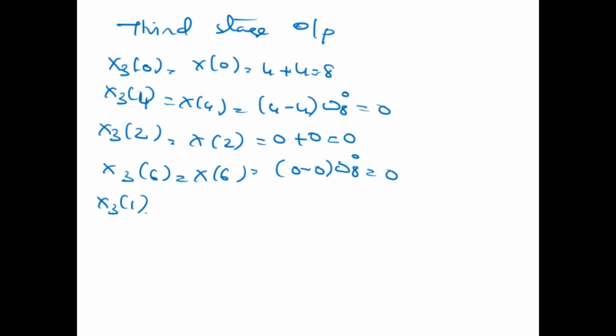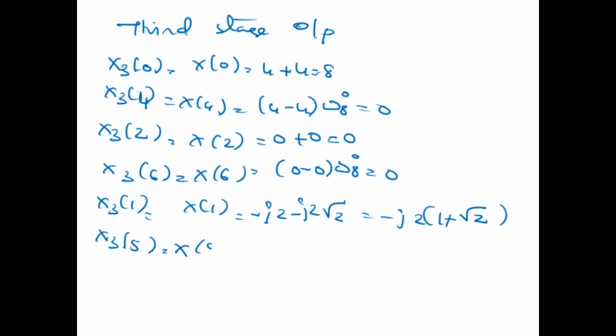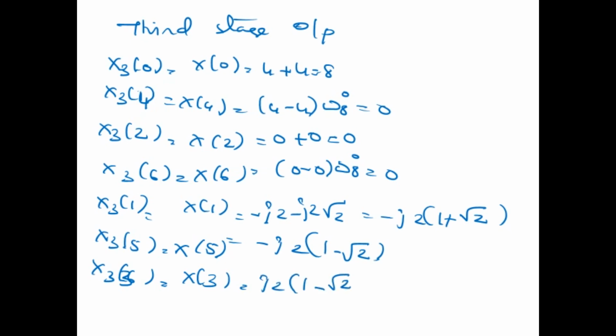x3 of 1 is equal to x of 1 equal to minus j2 into root 2 equal to minus j2 into 1 plus root 2. x3 of 5 is equal to x of 5. We'll get minus j2 into 1 minus root 2. x3 of 3 is equal to x of 3, which is equal to j2 into 1 minus root 2. x3 of 7 is equal to x of 7 equal to j2 into 1 plus root 2.